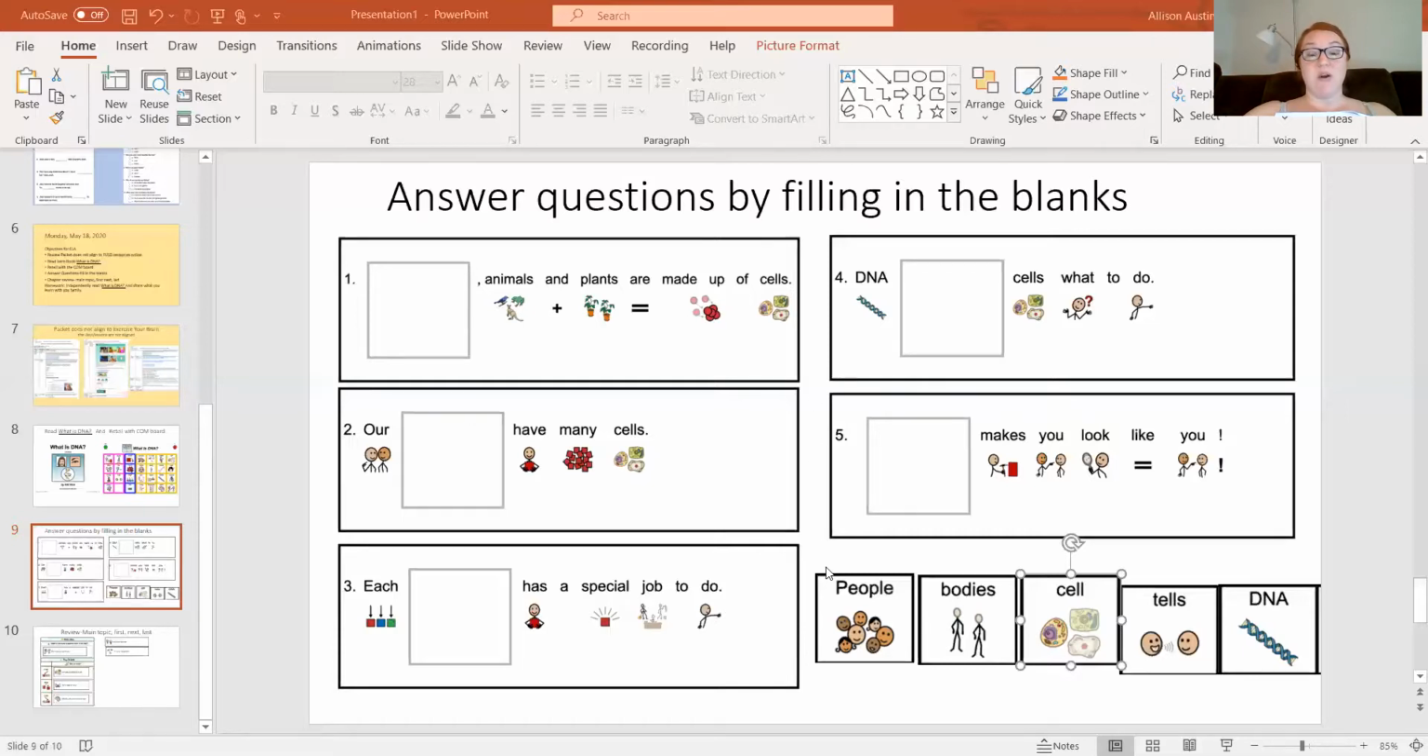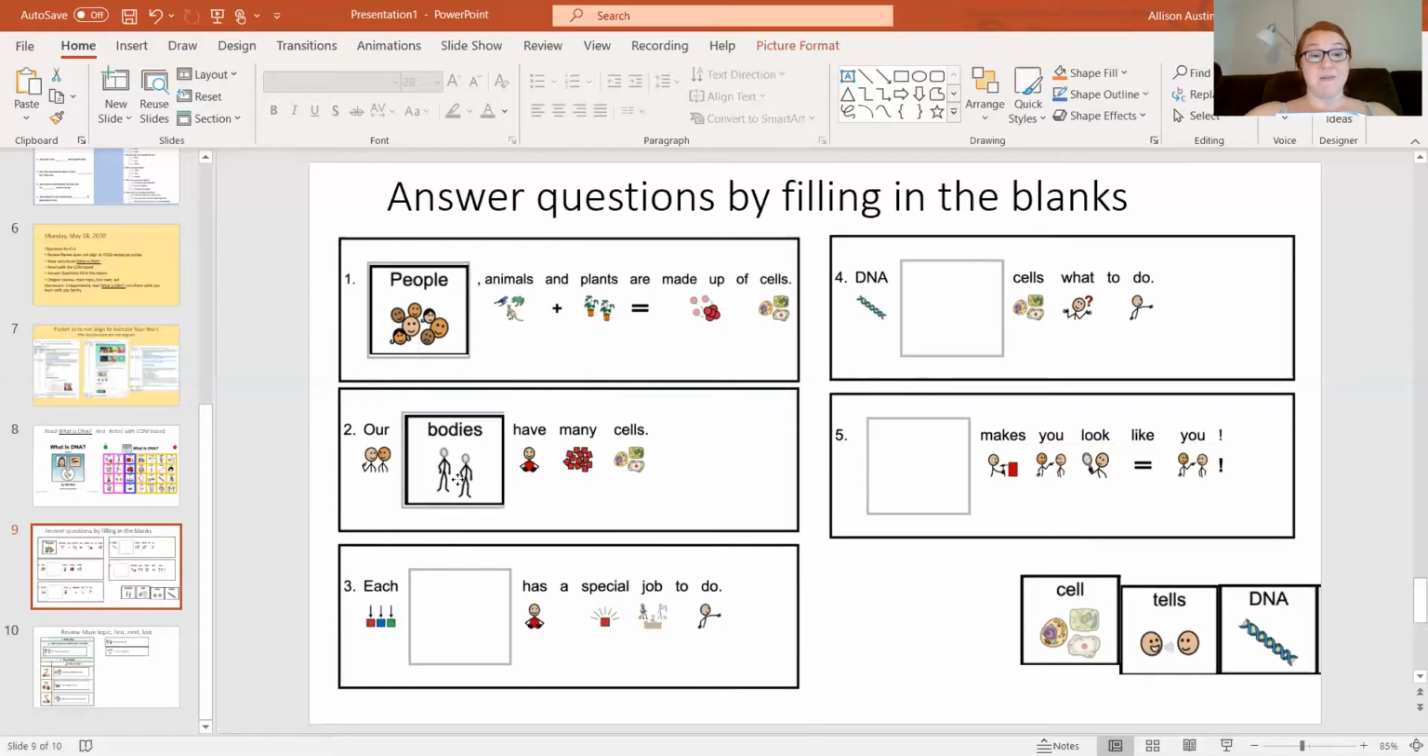What did we learn from the COM board and the chapter? That people, animals, and plants are made up of cells. Our blank have many cells. The story told us that our bodies have many cells. Number 3, each blank has a special job to do. Each cell, remember, each cell has a special job to do inside of your body.